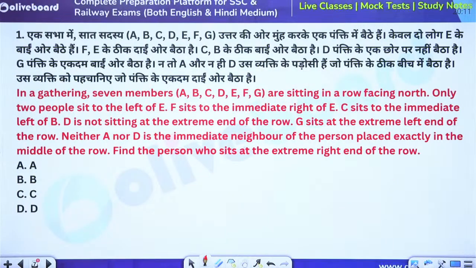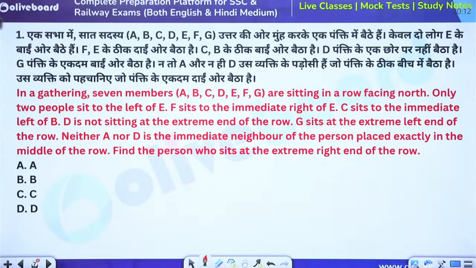So arrangement based questions, we'll slightly give it some time, though it's a very easy, very direct arrangement. But we'll not rush through them. We'll rush through the other questions where actually we can get quick direct answers. Okay.